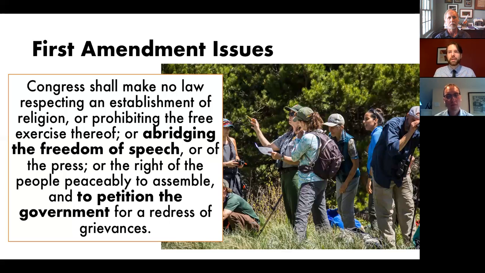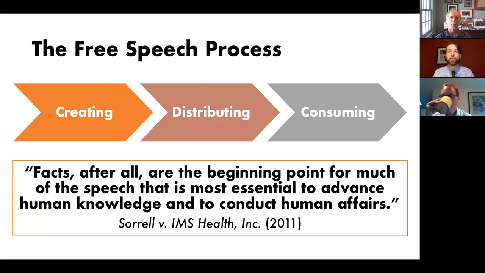So why are we talking about speech, though, with data collection? I think it's helpful because it isn't intuitive, if you don't think about First Amendment law all the time, as to why collecting information might implicate speech. And the reason is that the Supreme Court thinks of free speech as a process with multiple steps. And data collection, which you often have in citizen science, could be at the first part of that process. And the First Amendment applies throughout all three of these steps.